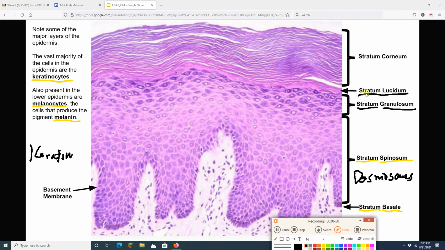Now, this layer, stratum lucidum, is only present in thick skin. So it's only on your palmar and your plantar surfaces. Now, the final layer is the stratum corneum. That's your top layer where you just have dead cells that are basically bags of keratin. Corneum means horn because the same protein, keratin, makes up horns like in a rhinoceros or something.